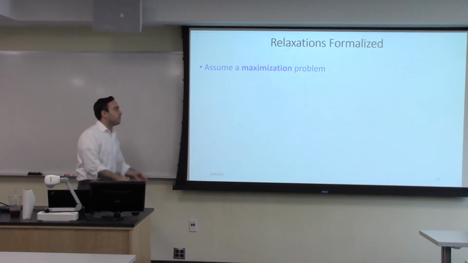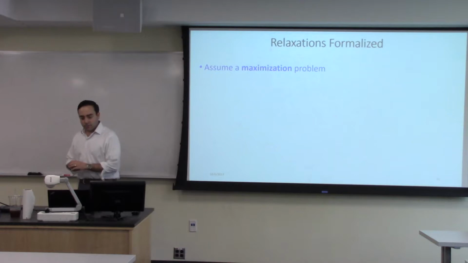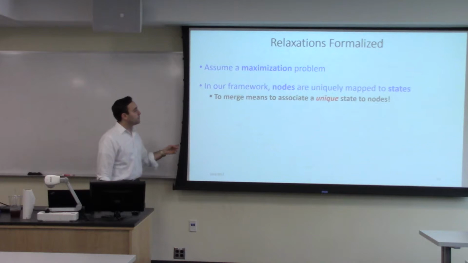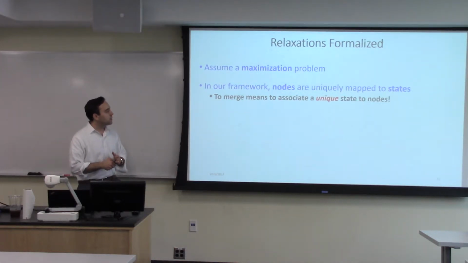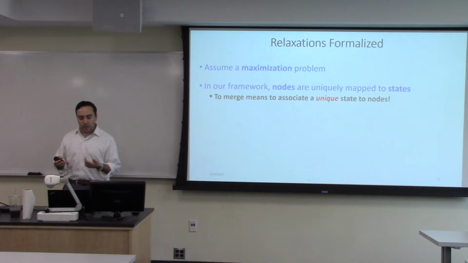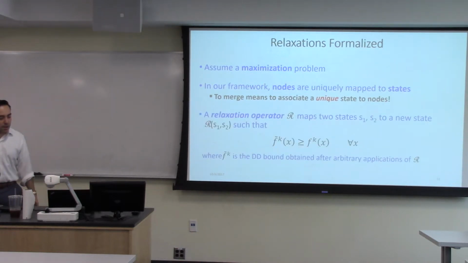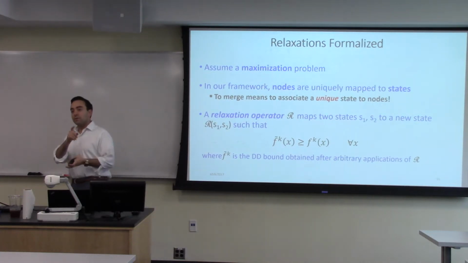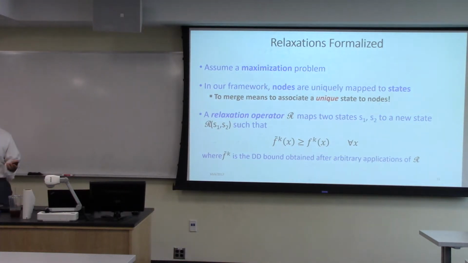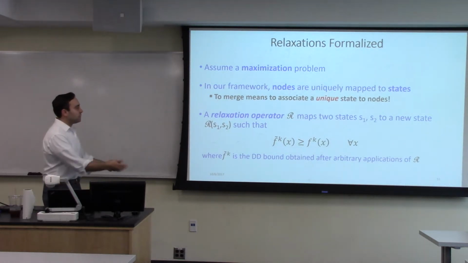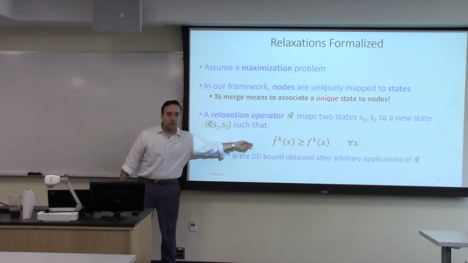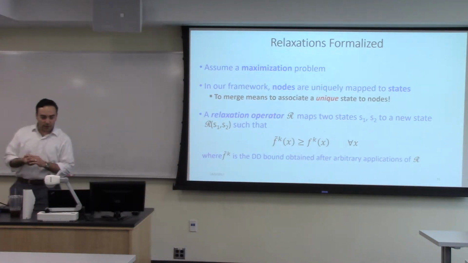All right, so yeah, I mean you can put this in some concrete mathematical framework, right? Let's assume we have maximization problems. We see that nodes are uniquely mapped to states. To merge two nodes means to associate a unique state to nodes. And you can define a relaxation operation. And you can say that, again, this is part of your model, not something that is outside of the model. You have to provide this for us. You give me two states in your state space. What happens when you put them together? And you have this very easy condition that you just have to satisfy.